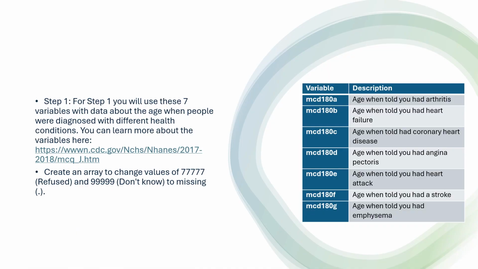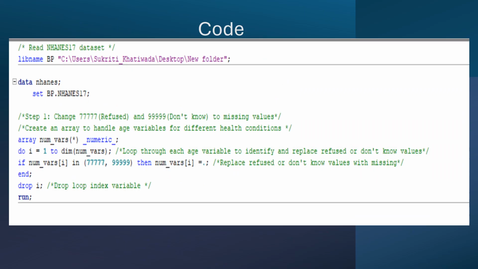In step 1, I need to use these 7 variables with data about the age when people were diagnosed with different health conditions. The table shown here gives the variables and the description from the MCD 180A, B, C, D, E, F, and G. We need to create an array to change the values of 7777 refused and 9999 don't know to missing values. And this is my code.